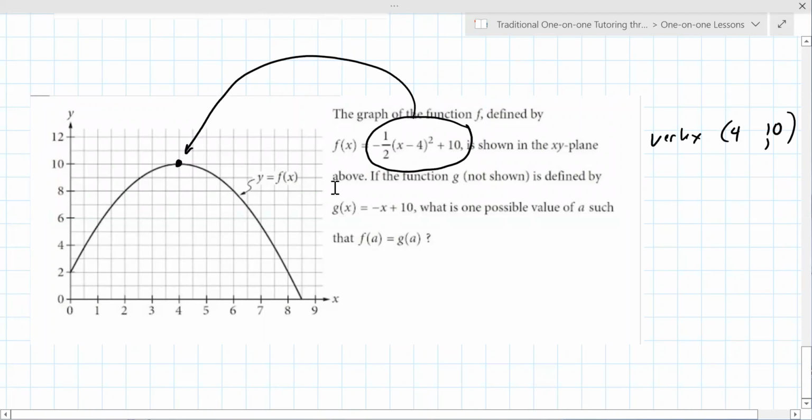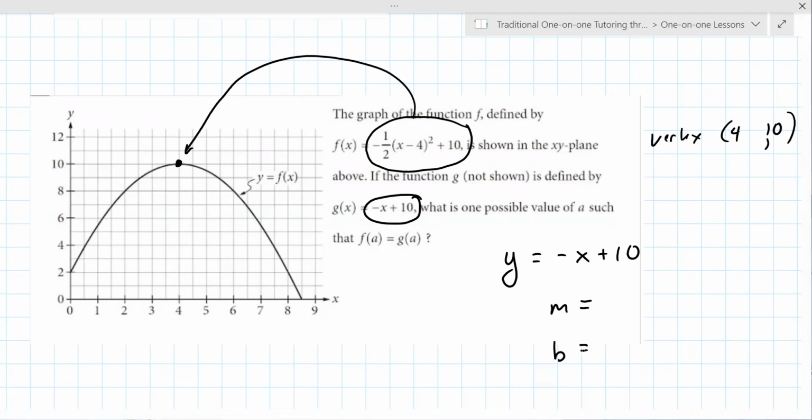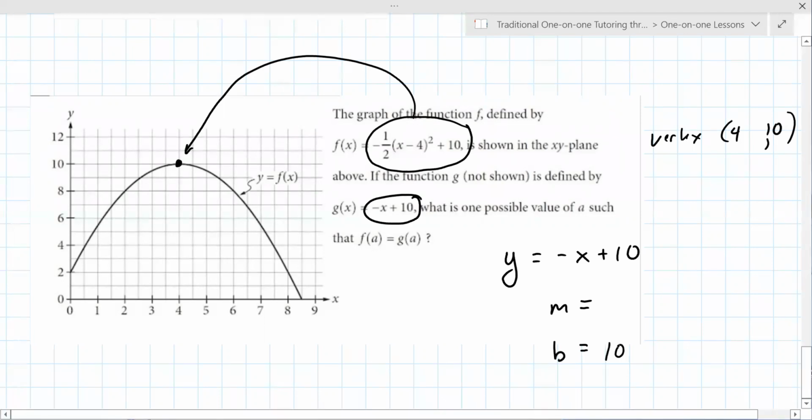Okay. If the function g, not shown, is defined by -x plus 10, so let's look at that. Y equals -x plus 10. What is its slope and what is its b value? The b is 10. Okay, I agree.